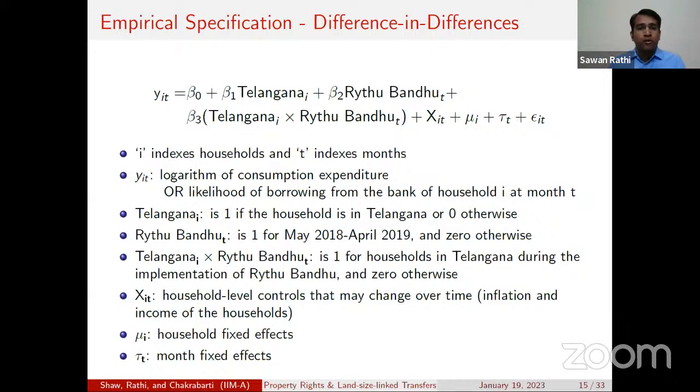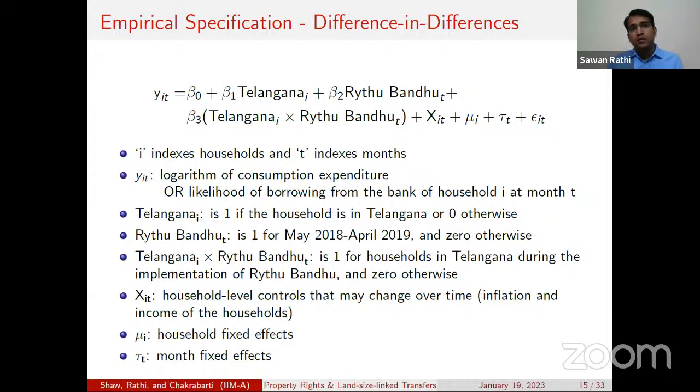Obviously, it requires a lot of controls. We are controlling for inflation and for the income of the households. We are controlling for household fixed effects, because there could be a lot of unobserved heterogeneity. Since crop cycles can be involved, we also take care of month fixed effects, which address concerns regarding agricultural productivity and its outcomes. So that is the design.